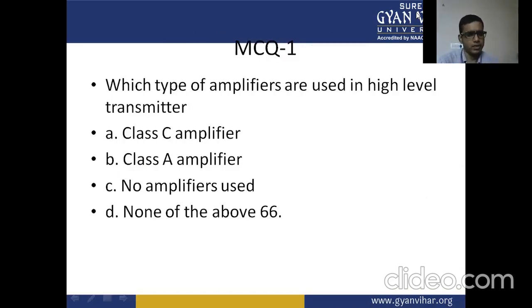Digitizing SECAM is difficult since only one color difference signal is available at a time. Now we have some multiple choice questions on the basis of the color TV picture tubes and the color TV standards. The first multiple choice question: which type of amplifier is used in the high level transmitter? A class C amplifier, B class A amplifier, C no amplifier used, and D none of the above.